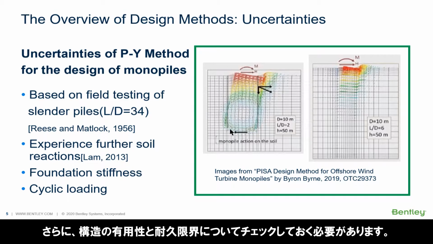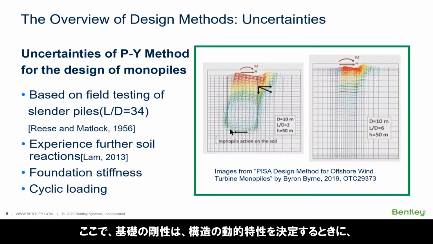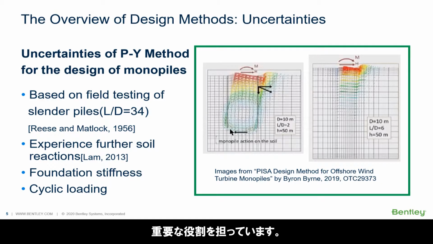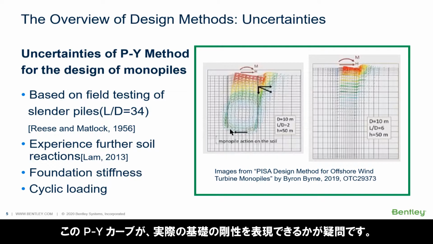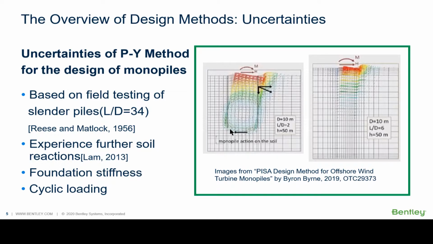And furthermore, we need to check the serviceability and fatigue limit of the structures. As we know, the stiffness of the foundation plays a significant role when determining the dynamic characteristics of structures. However, it is in question whether this PY curve is able to provide a more realistic representation of the foundation stiffness or not, because some of those stiffness contributions, as we talked about right before, are not considered. This is the second uncertainty we can think of.